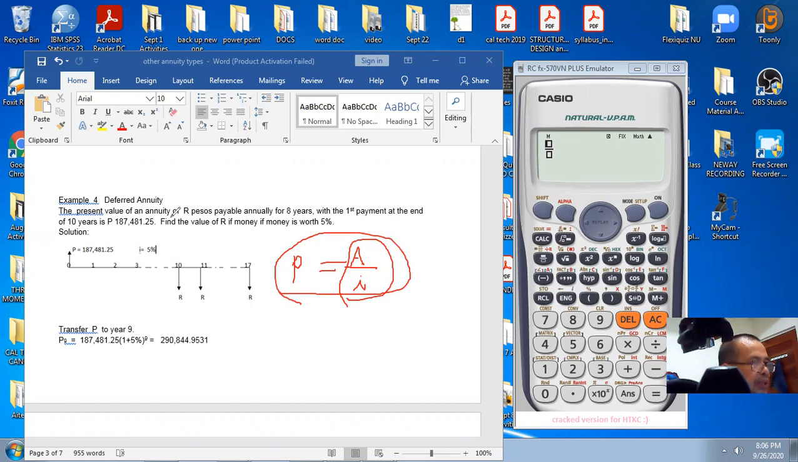The present value of an annuity of R pesos payable annually for 8 years with the first payment at the end of 10 years. So here, at the end of the 10 years is 187,000. Find the value of R if money is worth 5%. Yung R dito is actually the present worth. Ano yung present worth na yun? With the first payment at the end of the 10 years is equal to 187,000. Okay?